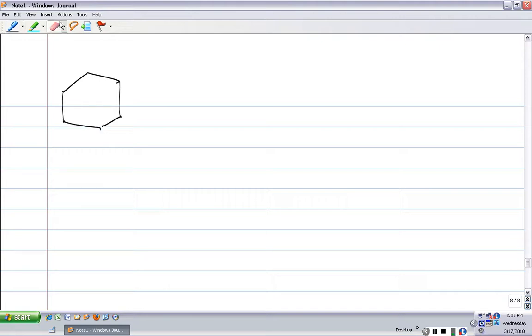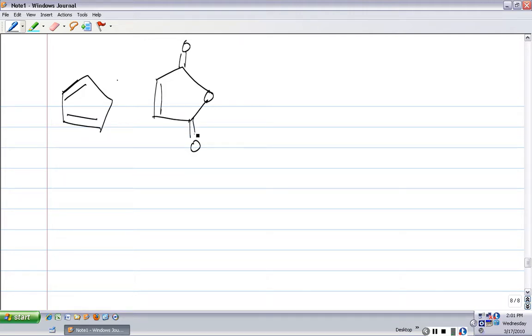Oh, but since I've drawn this already, let's take a different example. Let's take this one. So let's take cyclopentadiene, and let's react cyclopentadiene with succinic anhydride. Okay? Well, what will we get? And we have to recognize that this is a diene and that this is a dienophile.